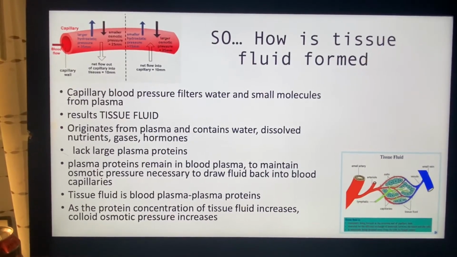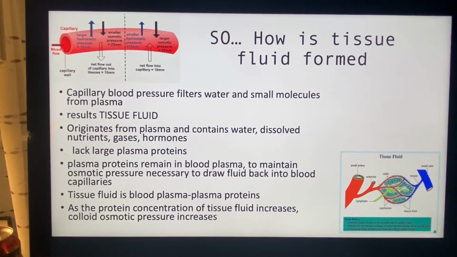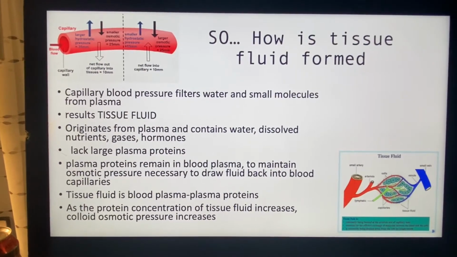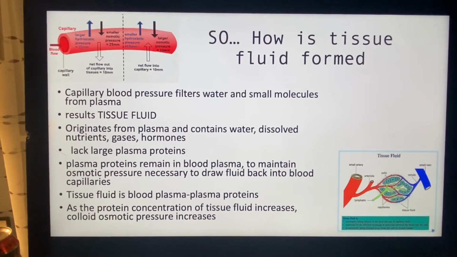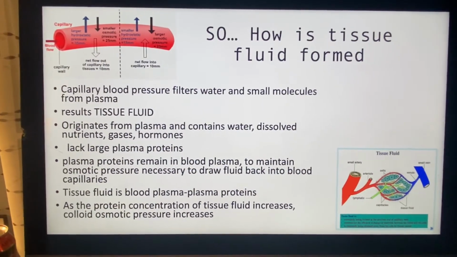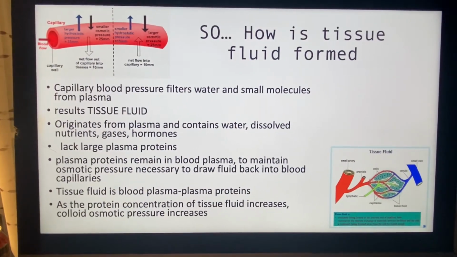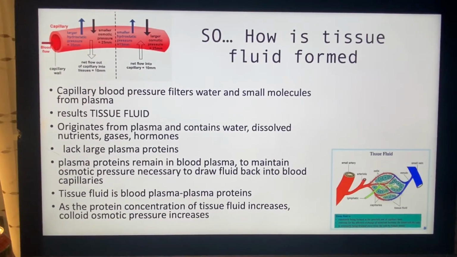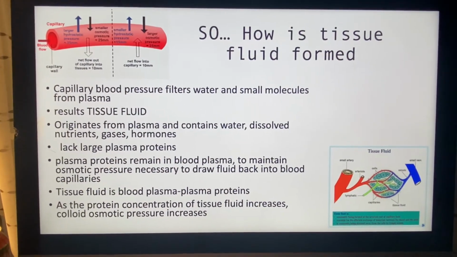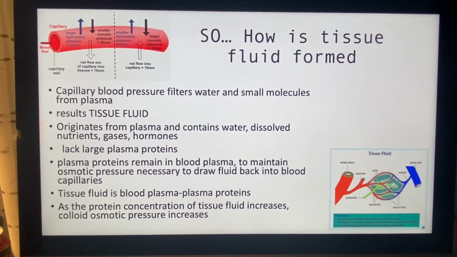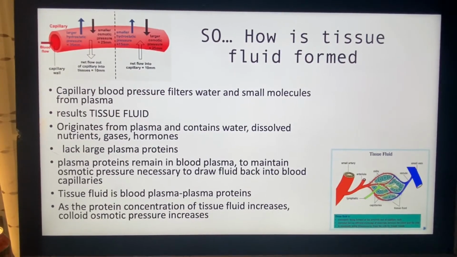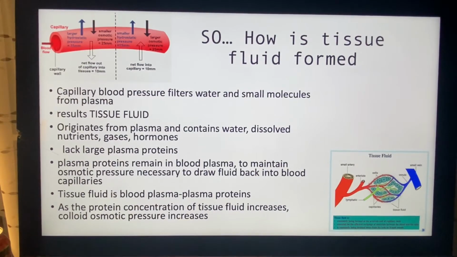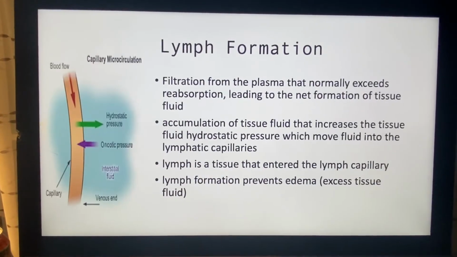Plasma proteins remain in the blood plasma to maintain the osmotic pressure necessary to draw fluid back into the blood capillaries. Tissue fluid is blood plasma minus plasma proteins. As the protein concentration of tissue fluid increases, colloid osmotic pressure increases.